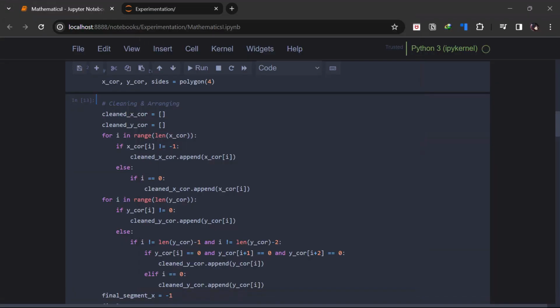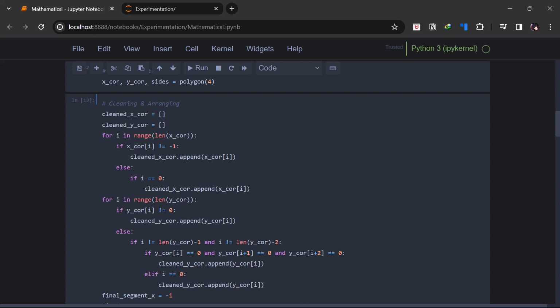So that's what I'm saying, that if the ith value is 0, then append that -1, because our first value will obviously be -1, right? So append that first -1, but apart from that first -1, do not append any -1. This is what the first loop is saying.